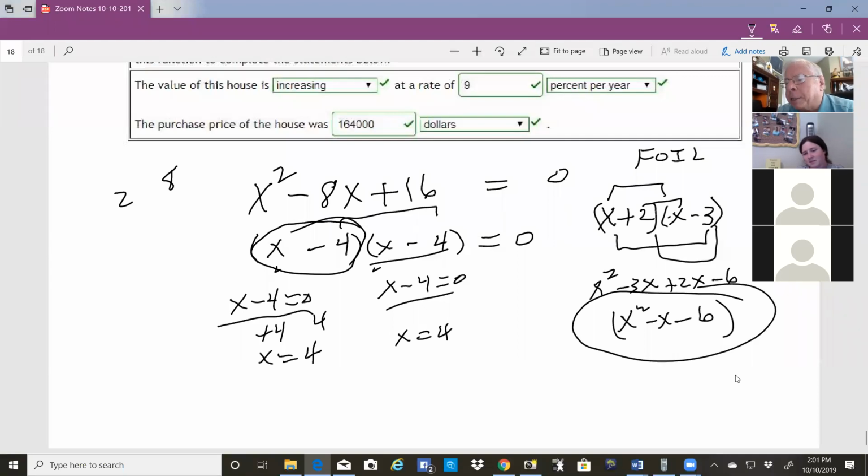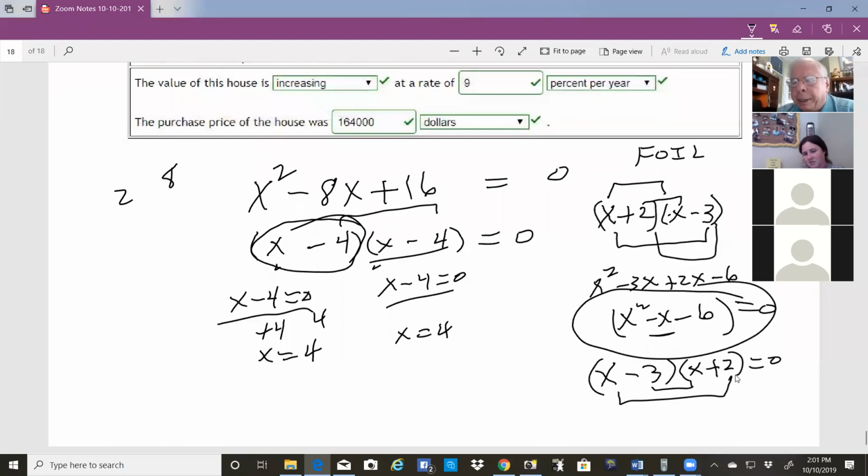X squared minus x minus 6 equals 0. That's going to be x minus 3 times x plus 2 equals 0. Now, in your head, do the following. Obviously, the last term is minus 6. The x times x is x squared. The outside is 2x. The inside is minus 3x. So that gives you minus x.